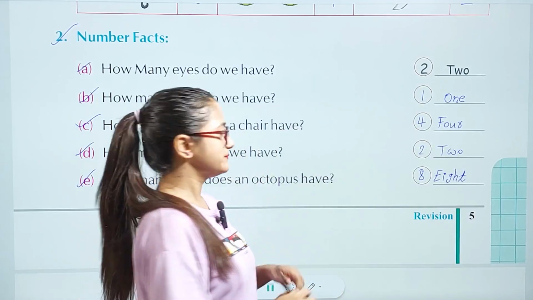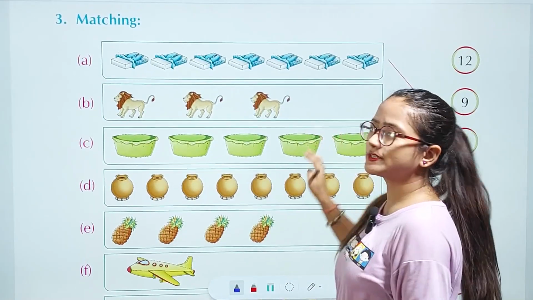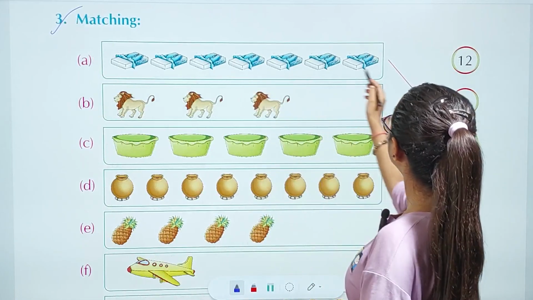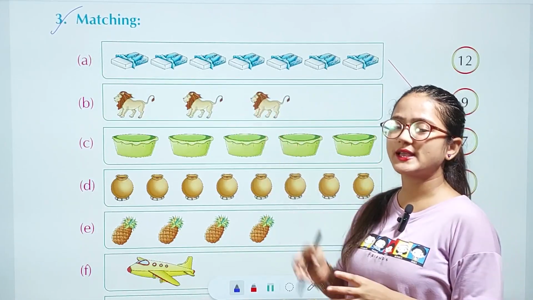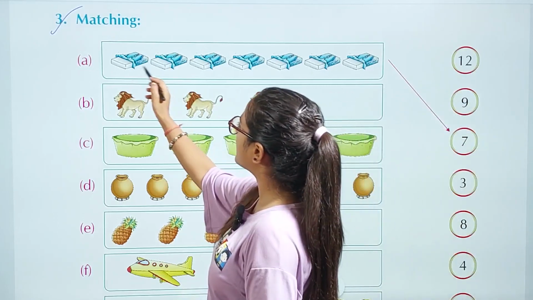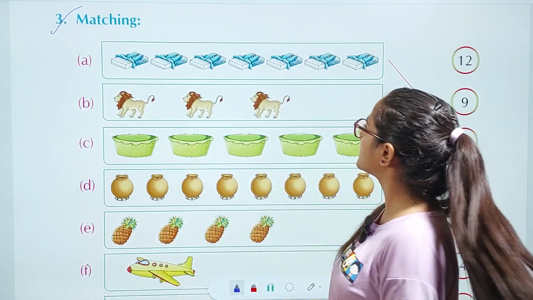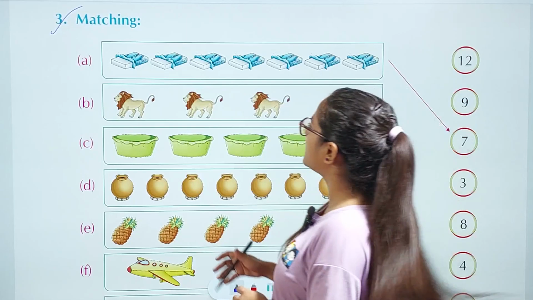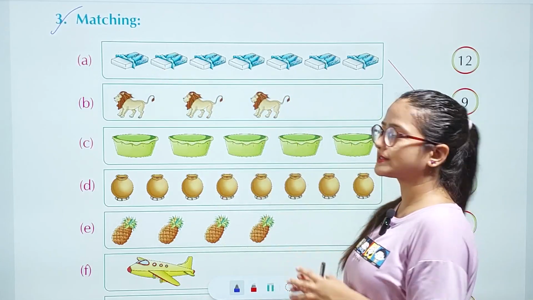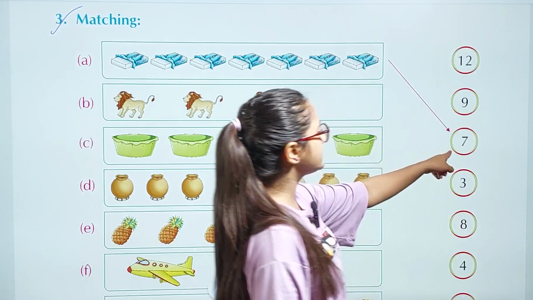Okay, now students, let's do some matching. First, you have to count the number of things and then you have to match it with the correct number. Okay, so what do you see in the first figure? In the first figure you are given erasers. How many erasers are there? 1, 2, 3, 4, 5, 6, 7. 7 erasers are there. So you have to match with 7.